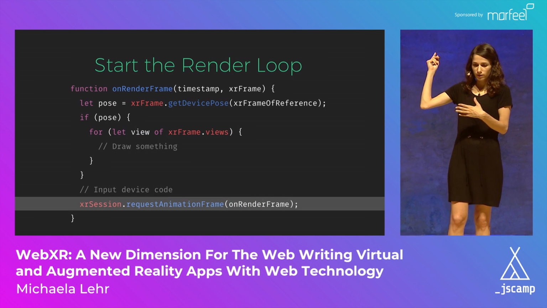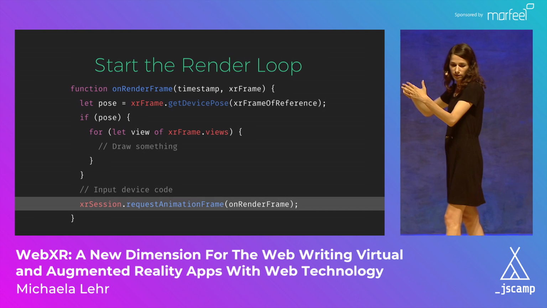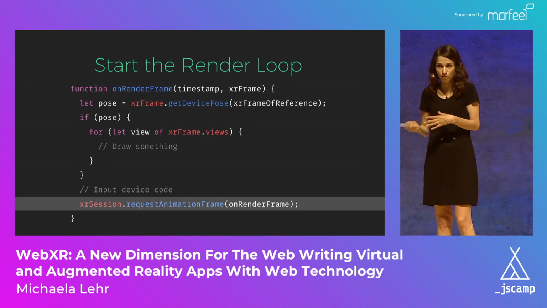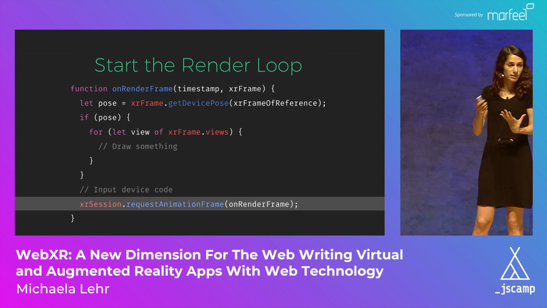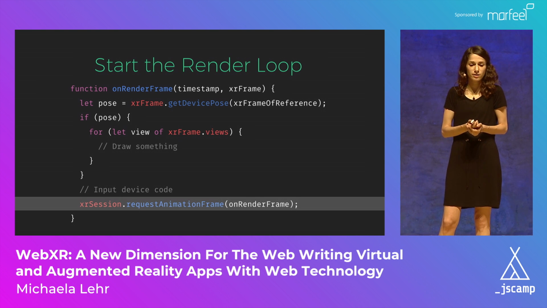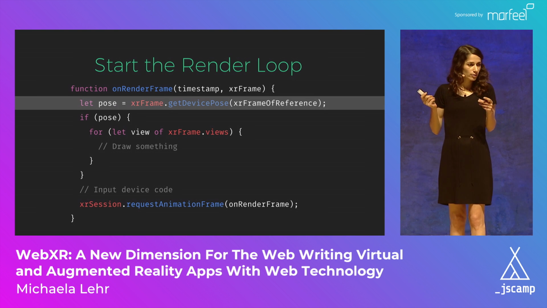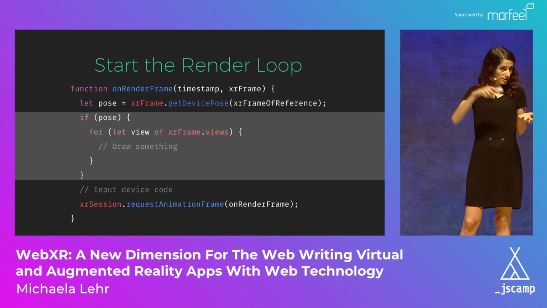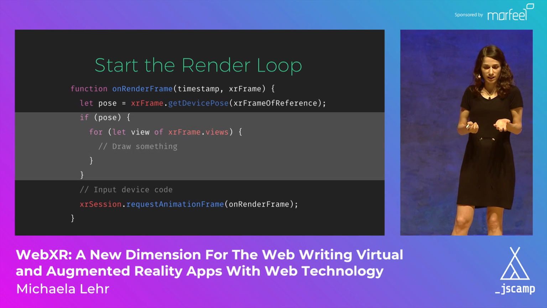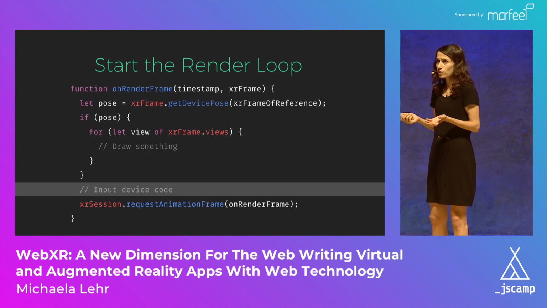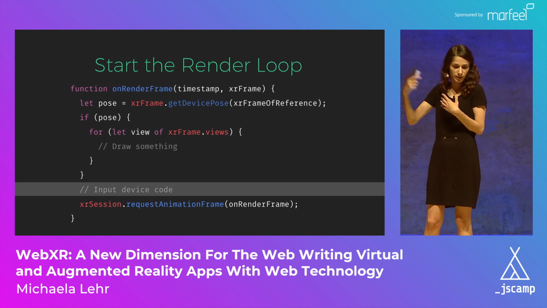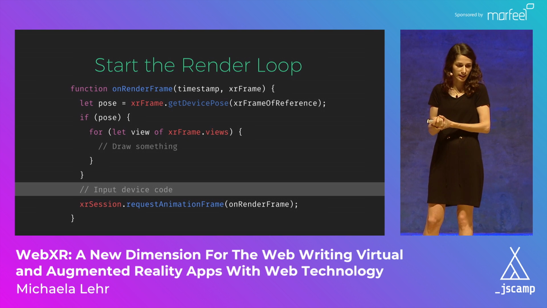In the render loop, we will call this method recursively, which means that the function will be called 60, or, if the headset allows it, more times per second. Within the render loop, we can do the calculations needed to draw the next frame. For example, here we are getting the device's position, and then drawing something on the screen if we have a correct position. And also, if your app listens to user input, you could process it here before calling the request animation frame function again.